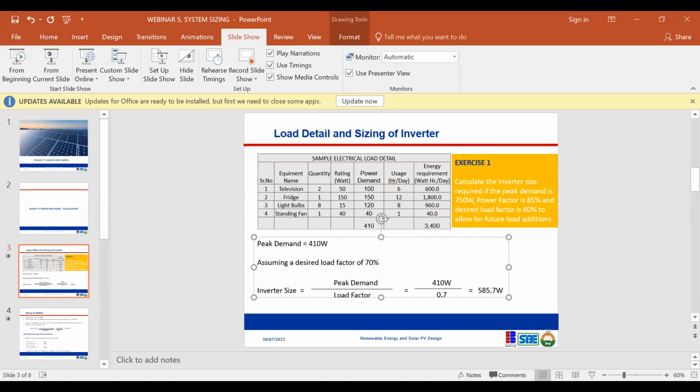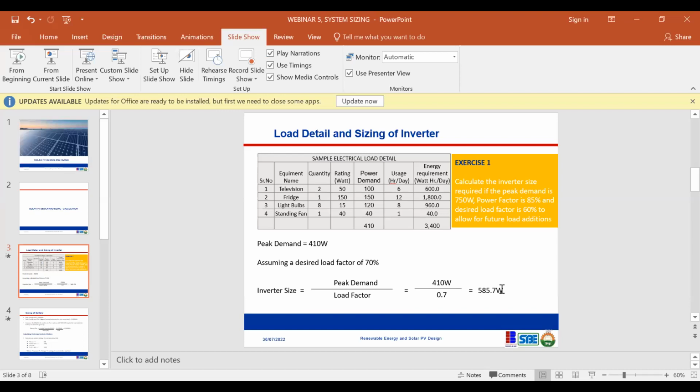585.7, correct. So this is the inverter size that we require to be able to carry this load and still have about 30% tolerance. So if you want to get this inverter rating in VA, that is volt-ampere, what would you do? If you want to convert this into VA, that is volt-ampere. You divide by power factor.